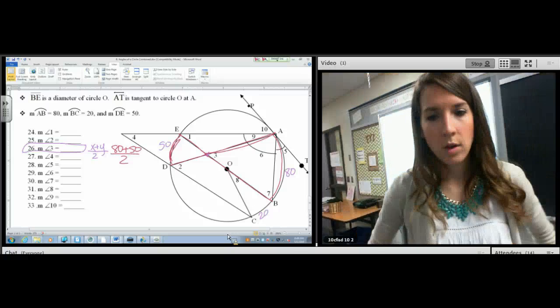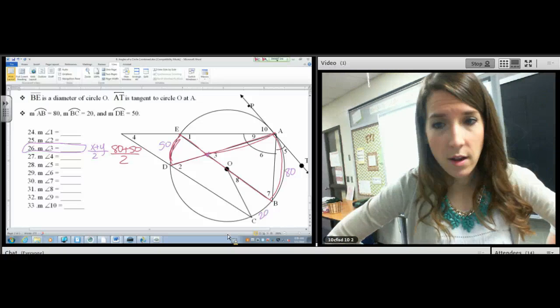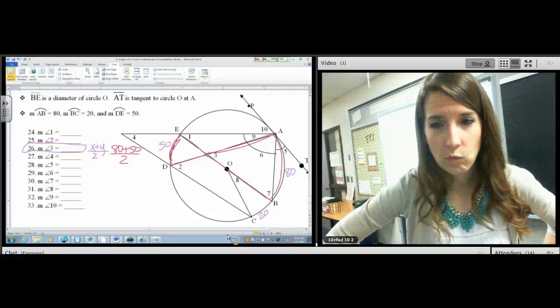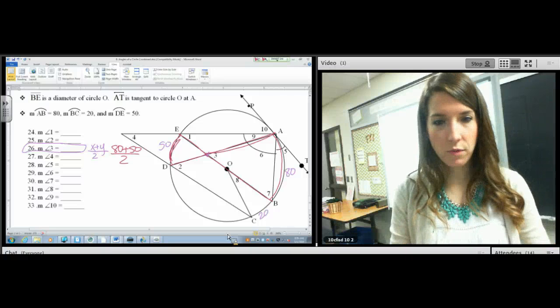Do you want me to find any other one of those angles? I can keep working more of it, but I don't want to if we all know how to do it.